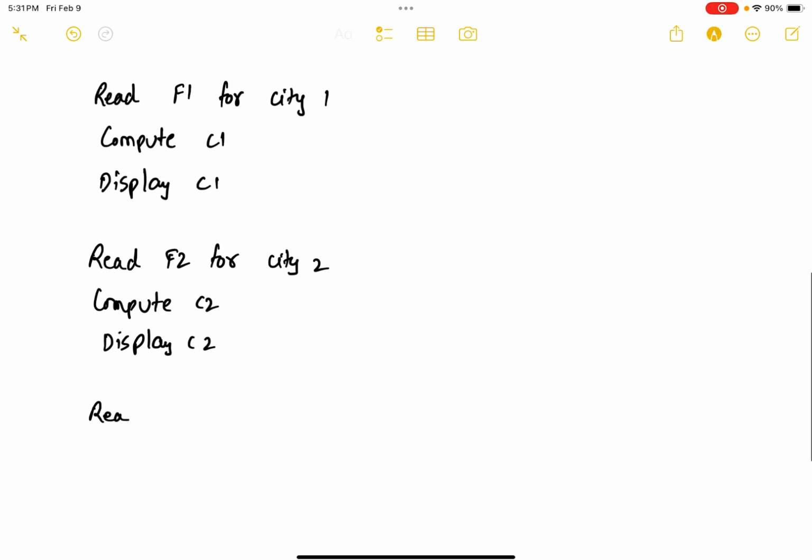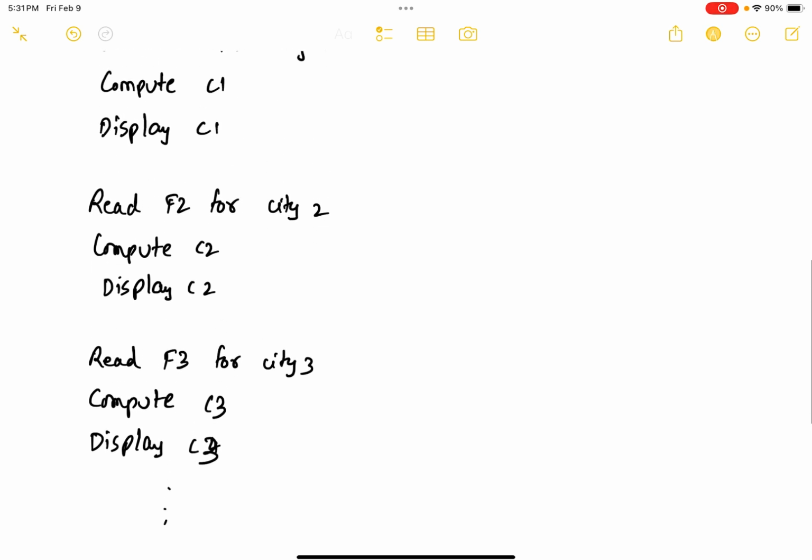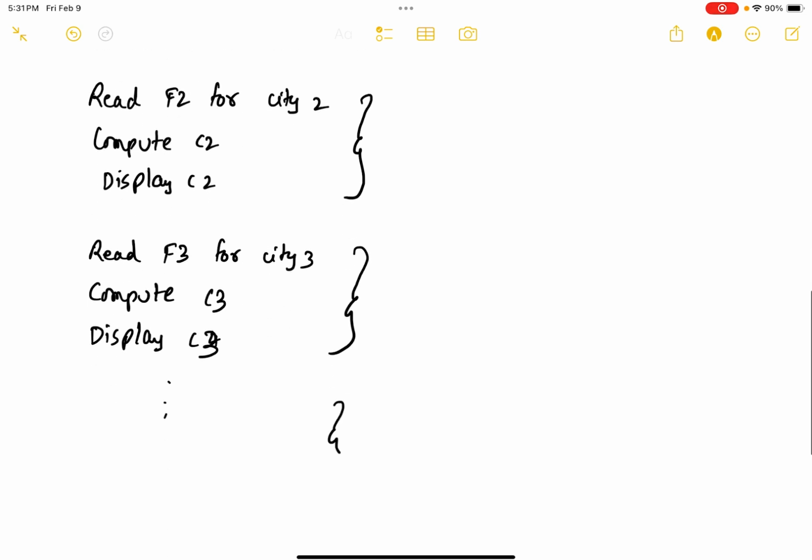You do the same thing for city 3. So read F3 for city 3, compute C3, and display C3. And you would do the same thing for city 4. Now, if you observe this algorithm more closely, you will see that these 3 steps are being repeated here and here and so on.